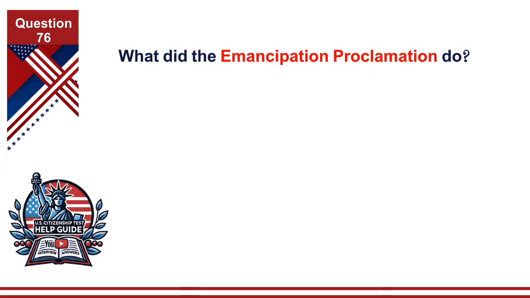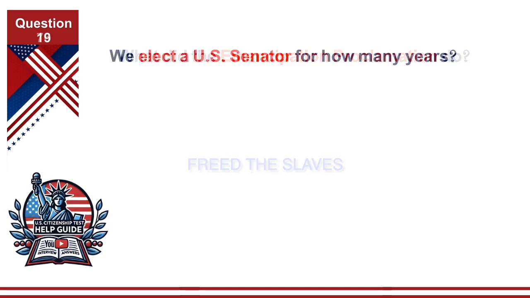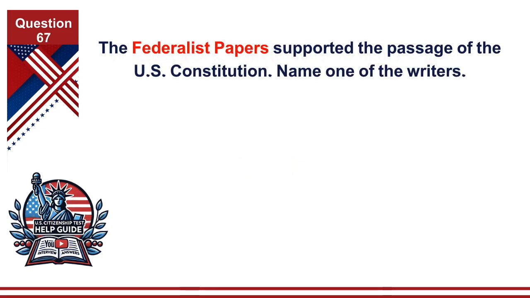What did the Emancipation Proclamation do? Freed the slaves. We elect a U.S. Senator for how many years? 6. The Federalist Papers supported the passage of the U.S. Constitution. Name one of the writers. James Madison.